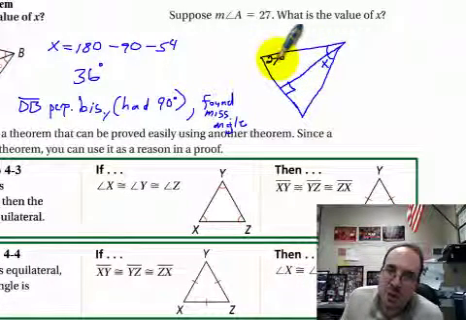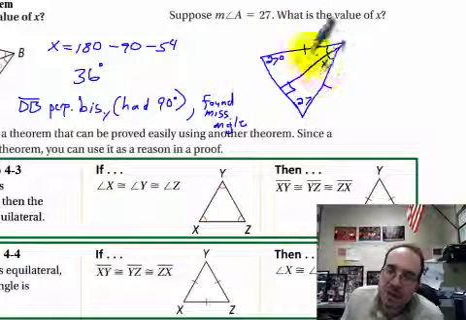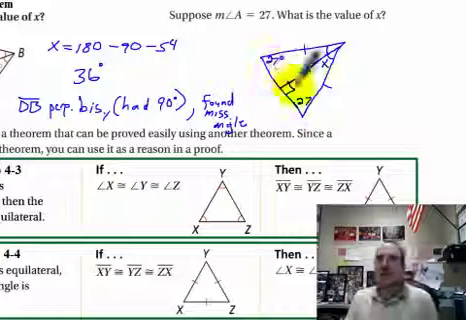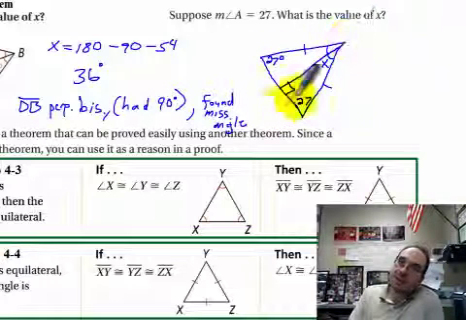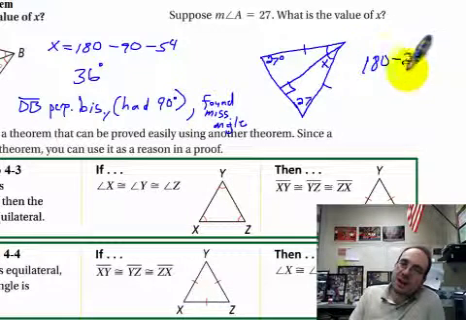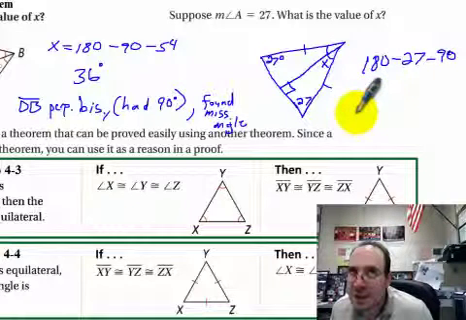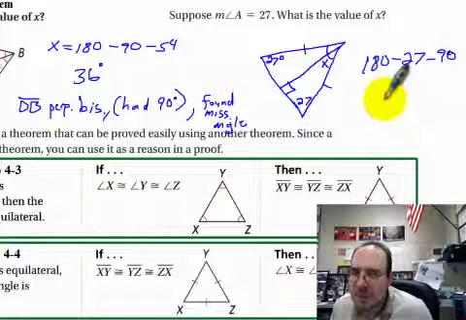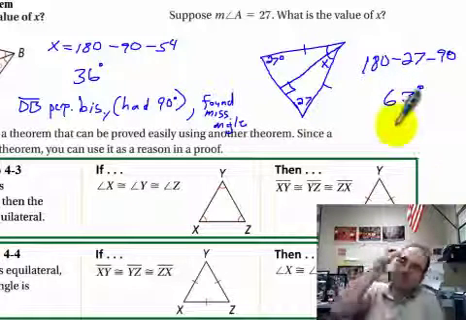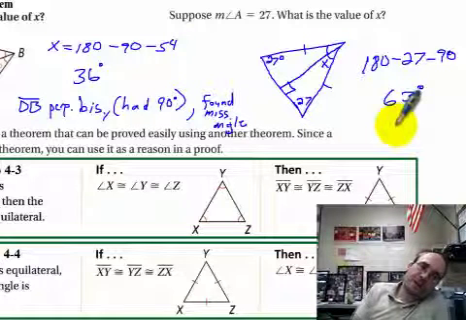Well, if this is 27, that means this is 27 because these two sides were the same. If the two legs are the same, the two base angles are the same. So this was 90 because of the perpendicular bisector. So I have 180 minus 27 minus 90. And I think if I did everything right, that's going to end up giving me 63. But please double check my math because I may have made a boo-boo. You never know. Okay? So hopefully you found that helpful.